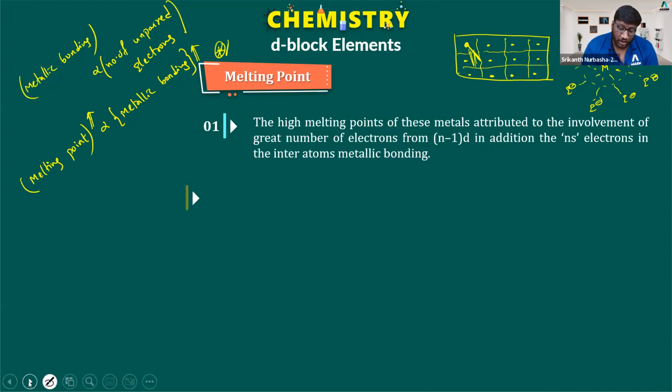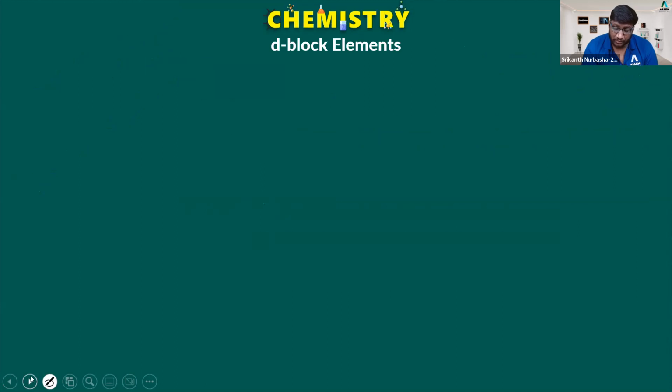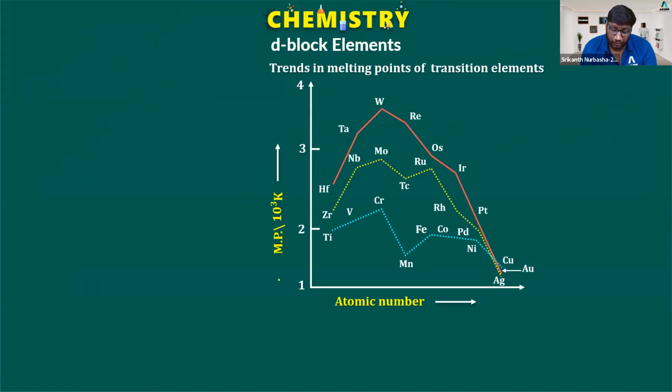So what about the order of melting point, students? If you look at the graph, melting point on the y-axis and atomic number on the x-axis, as the atomic number increases, what is happening? The number of unpaired electrons increases. But for manganese, we have a decrease in melting point. Why?